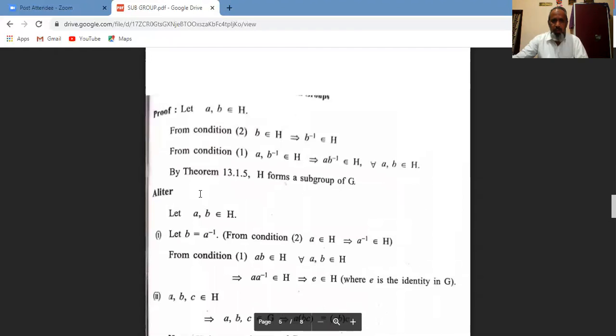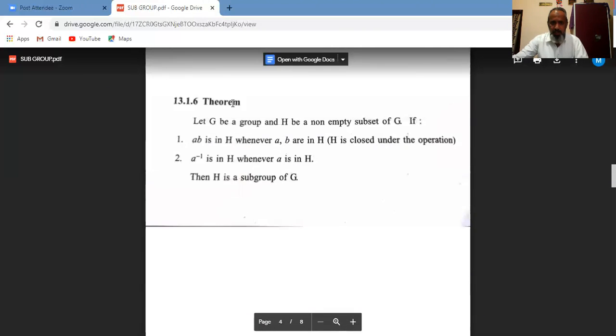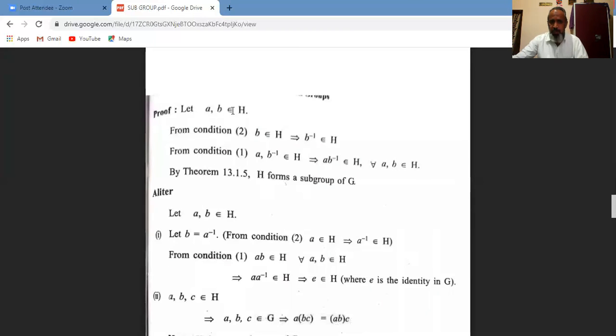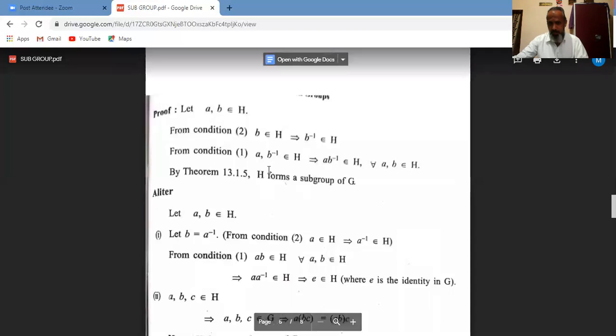So see here, let A, B belong to H. From condition 2, what is the second condition? The second condition is, whenever A belongs to H, A inverse belongs to H. So we are taking A, B belong to H. From the second condition, if B belongs to H, B inverse belongs to H. We are taking two elements, A and B inverse.